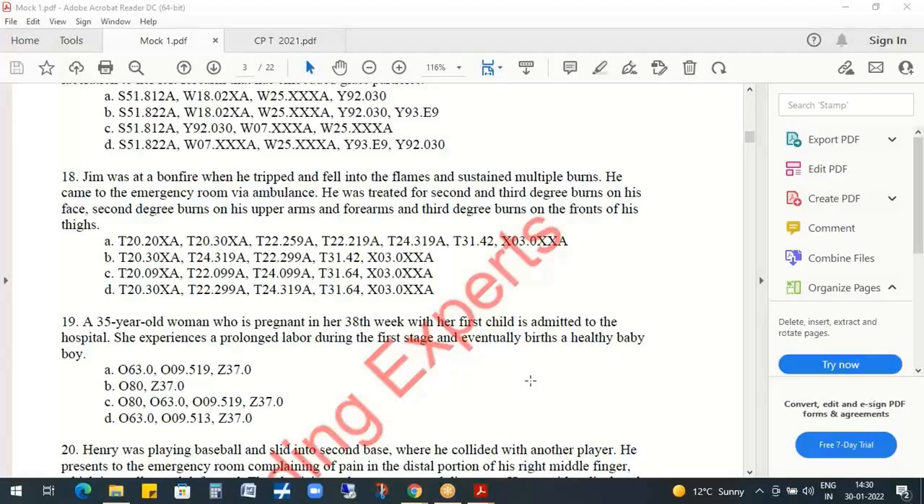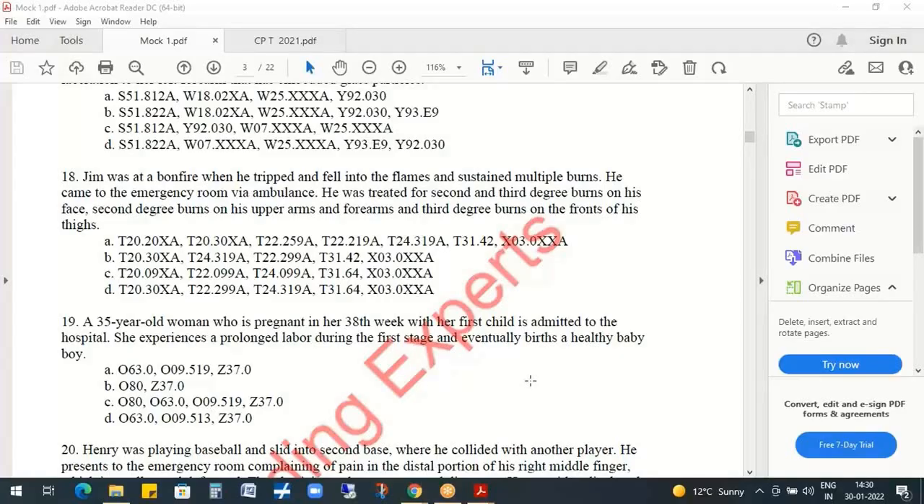Understood what I'm saying? Then you can see 2nd degree burn on upper arm and forearm. 3rd degree burn on thigh. 3rd degree burn on face. 3rd degree burn on thigh. 2nd degree burn on upper arm and forearm.